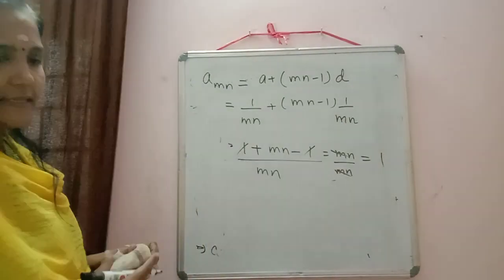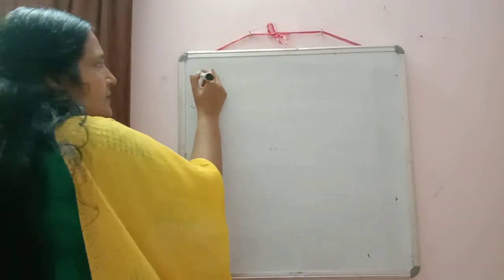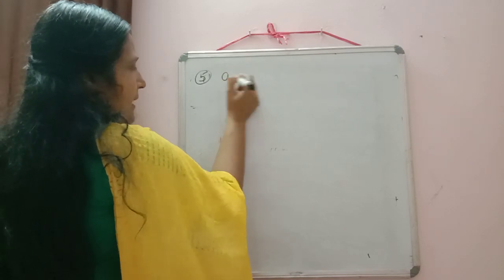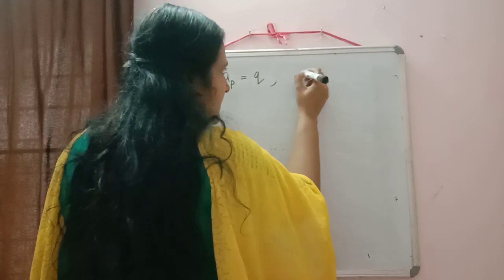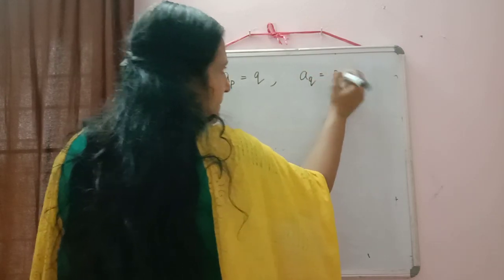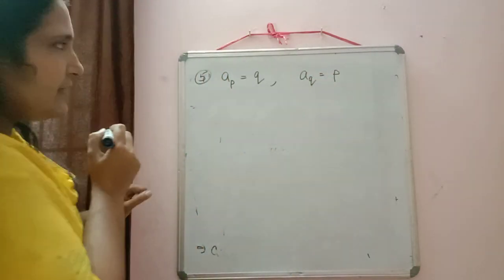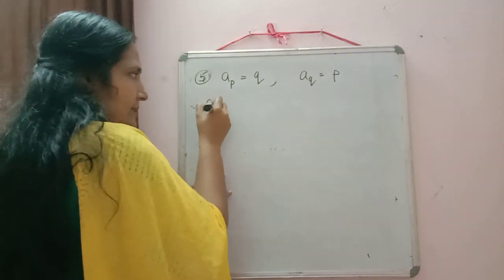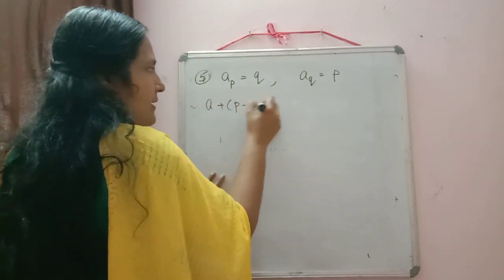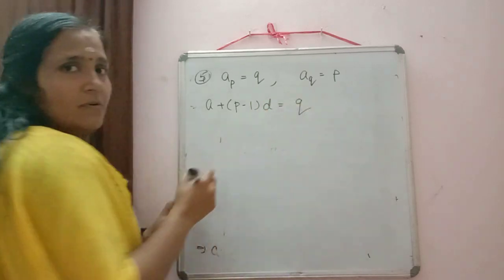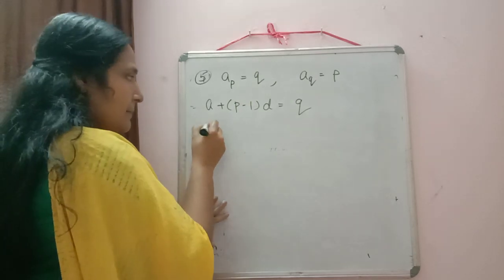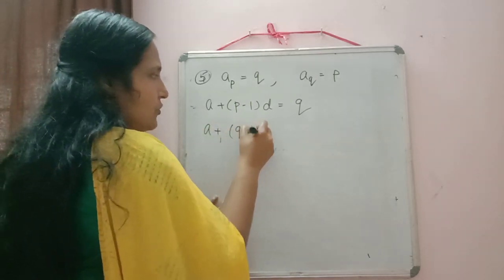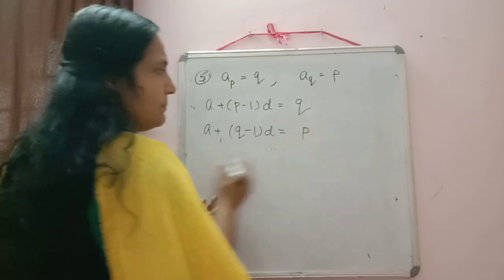Next is, if pth term of an AP is Q. Pth term means AP is equal to Q is given and Qth term is P. AQ is equal to P is given. So as we did in the previous one, what will come? AP? Yes, A plus P minus 1 into D is equal to Q. All of you write with me there. Then next is AQ. What will come? Yes, A plus Q minus 1 into D is equal to P is given.